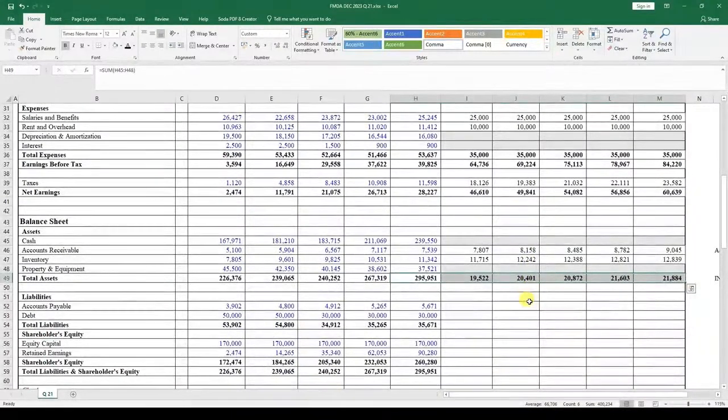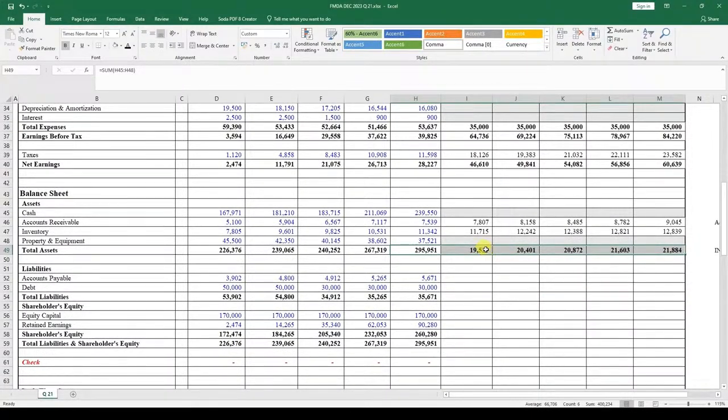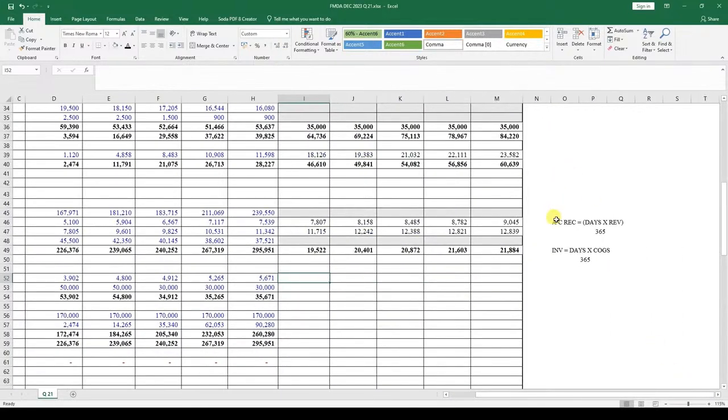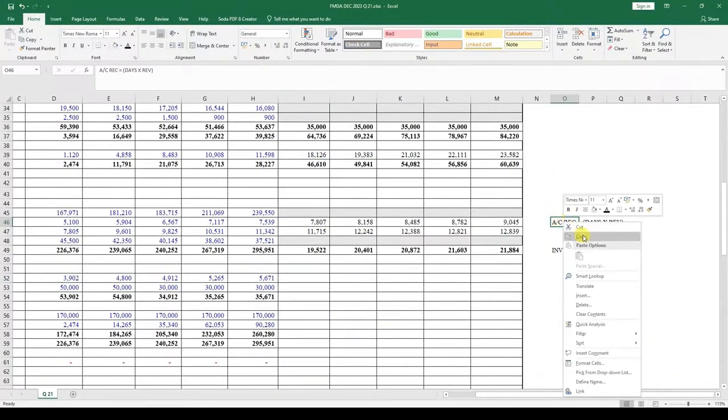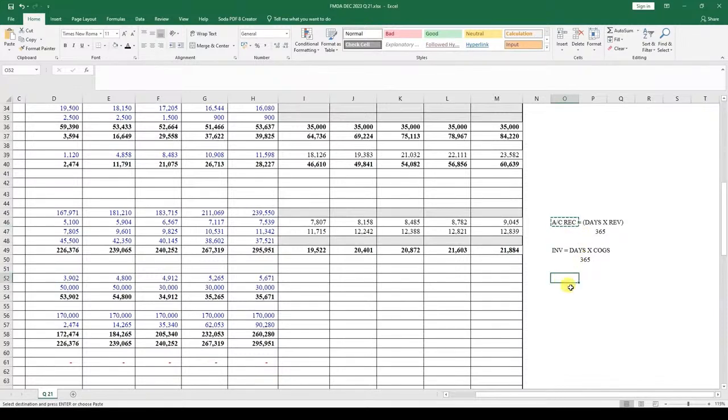We can proceed on to the liabilities. Obviously, these values are bound to change because we've not filled out the cash, neither have we filled out the PPE. So the accounts payable is driven by cost of goods sold. The same formula over here, only that we're going to put now accounts payable. Payable for revenue 365.